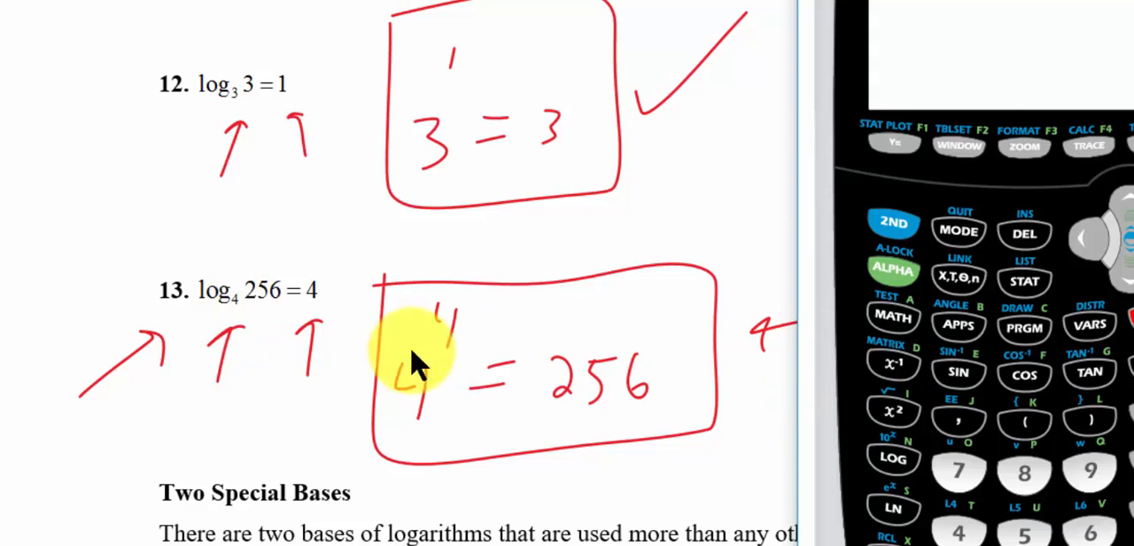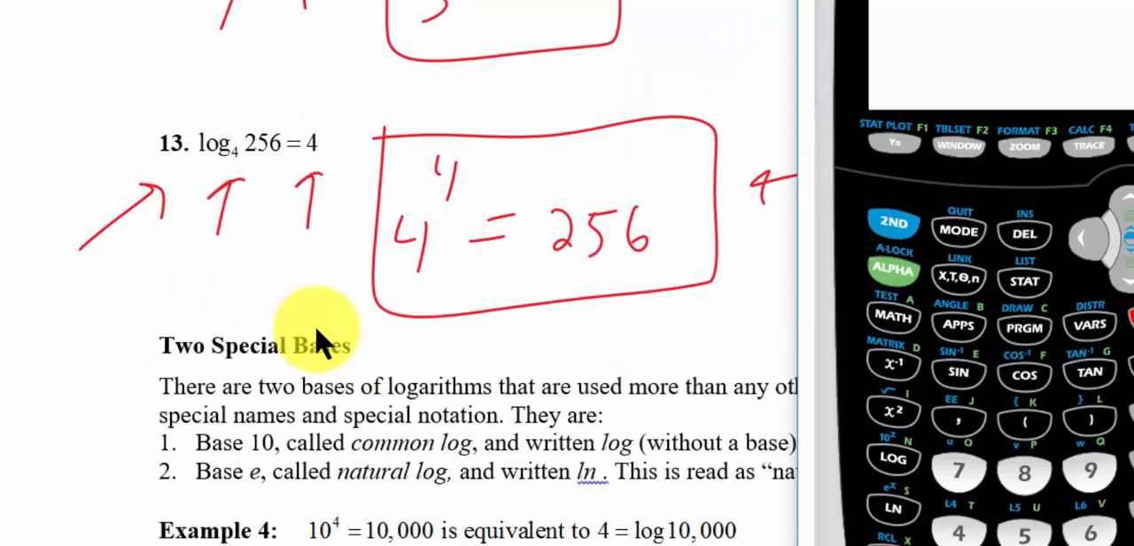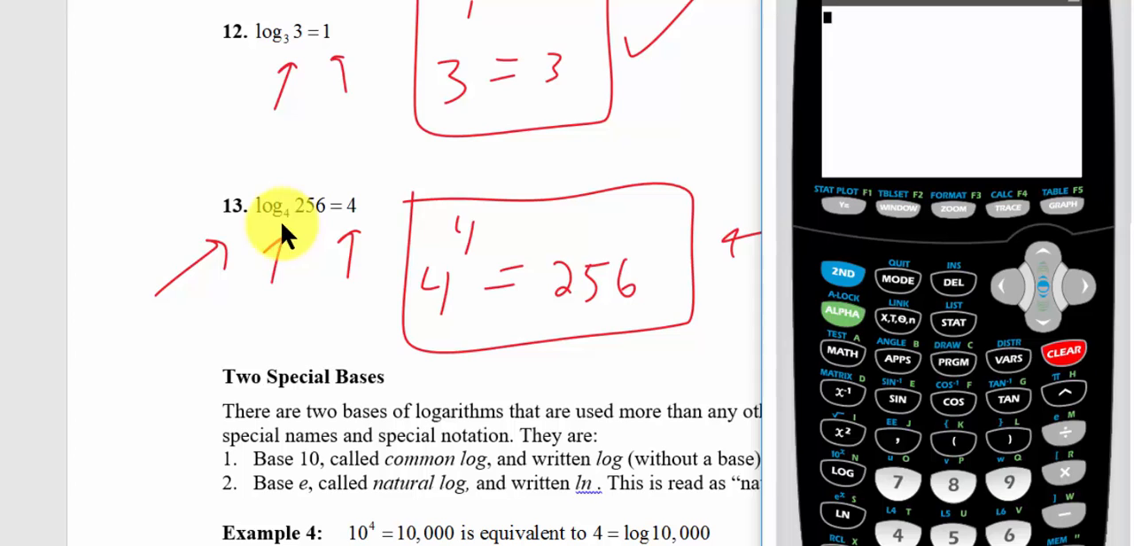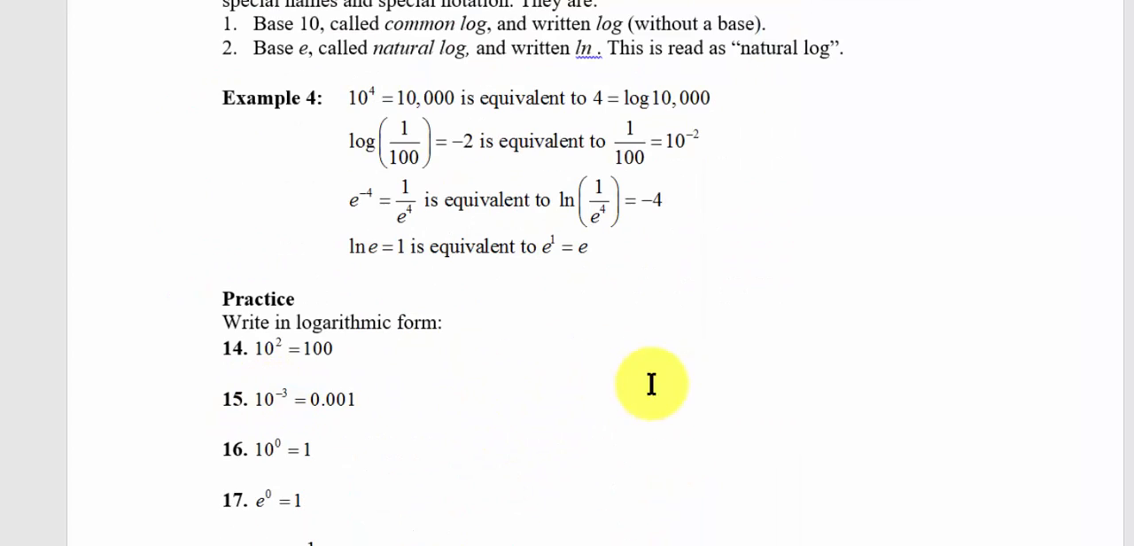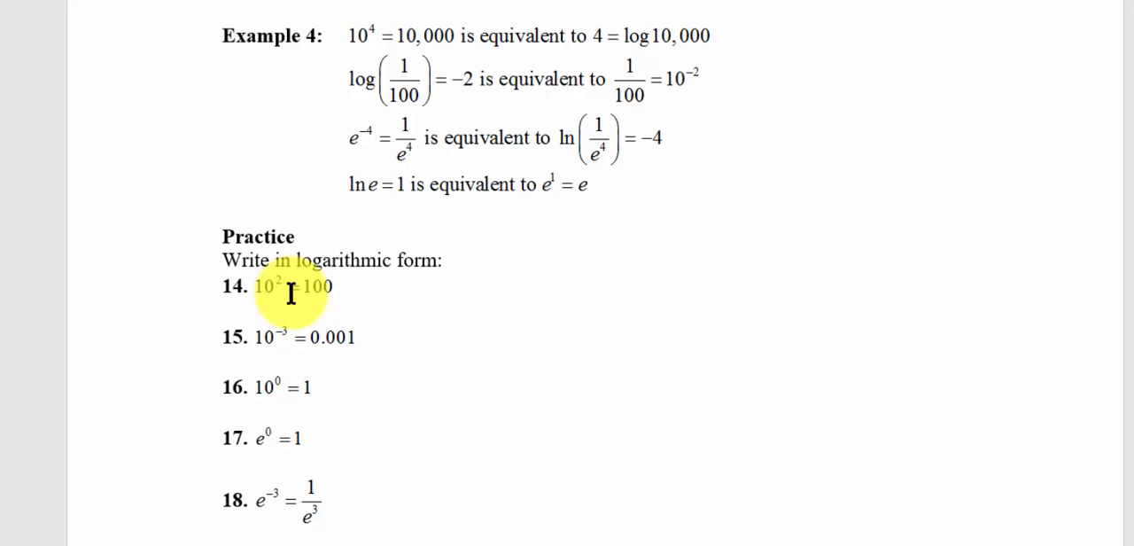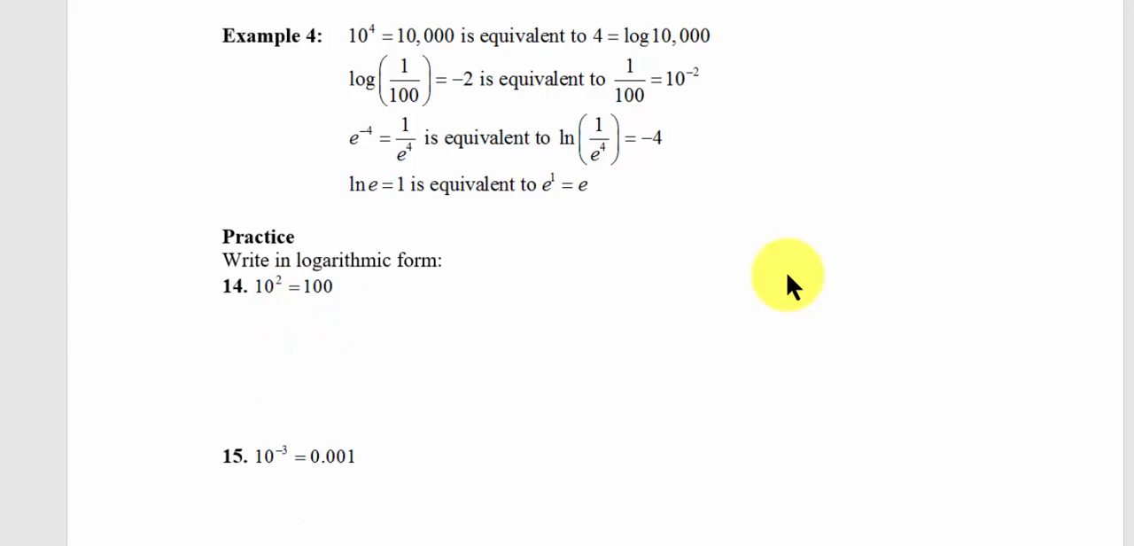Our calculator's in base 10, so we can't just simply enter log 256 and get an answer, because our calculator has to be in base 4. Now, some of the newer calculators, you can actually change the base to base 3 and base 4. But for the purposes of this course, right now, we're going to leave our calculator in base 10 and base E.